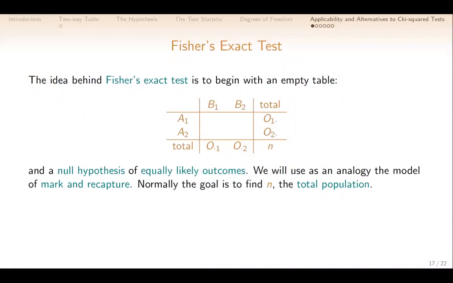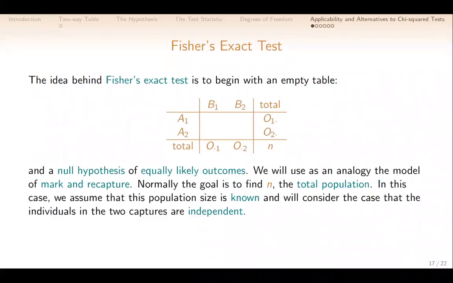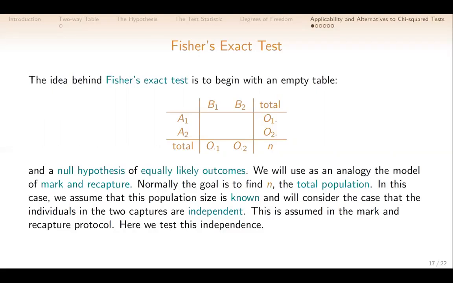So normally the goal is to find n, the total population. In this case, I'm going to assume that the population size is known, and I'm going to see if I again have a good mark and recapture method, because if that's the case, then the individuals that are in the two captures are independent. Okay. So we're going to test the independence now.